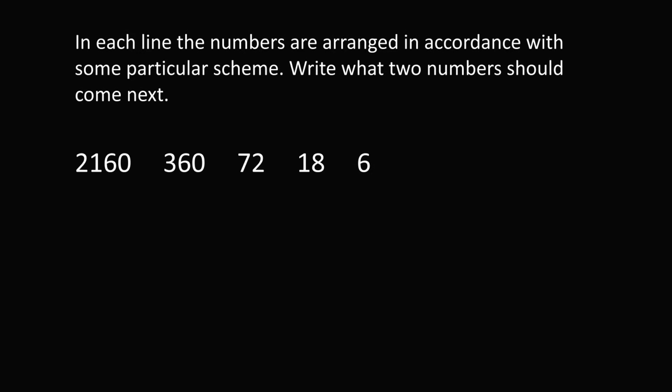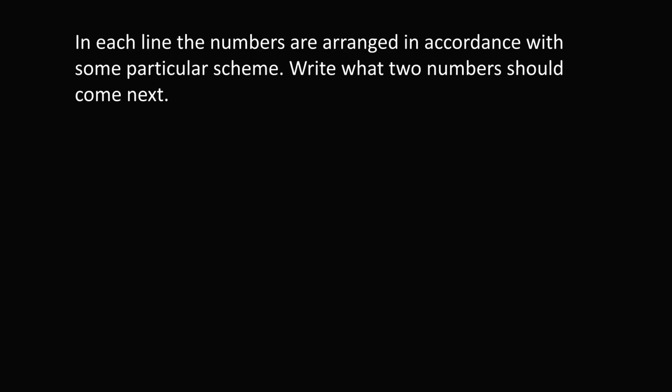2160, 360, 72, 18, 6. This is a bit trickier, but let's look at ratios of numbers. So if we take 2160 and divide by 6, we get 360. We then divide by 5, we get 72. We divide by 4, we get 18. If we divide by 3, we get 6. So continuing this pattern, we would want to divide by 2. 6 divided by 2 is equal to 3. And finally, we would divide by 1. 3 divided by 1 is equal to 3.